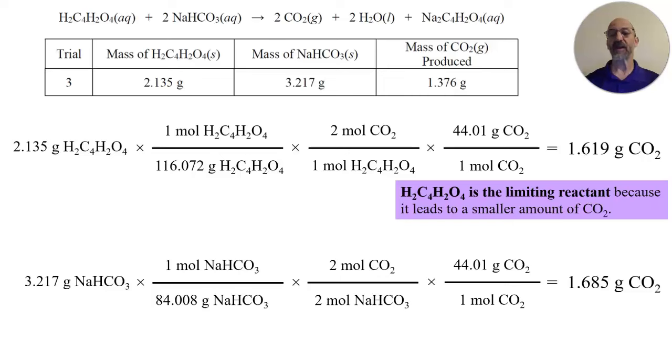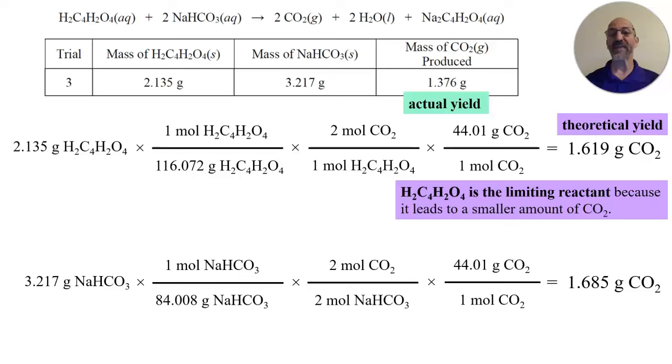So what's my theoretical yield of carbon dioxide in grams? It's 1.619 grams of CO2. But if you look at the data table, the mass of CO2 produced in trial 3 is 1.376 grams. So the actual yield is what was obtained from the laboratory experiment. The theoretical yield is what was calculated from the stoichiometry information using mass, molar mass, and coefficients.